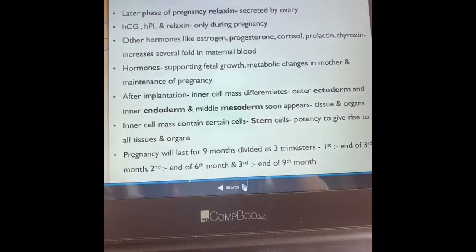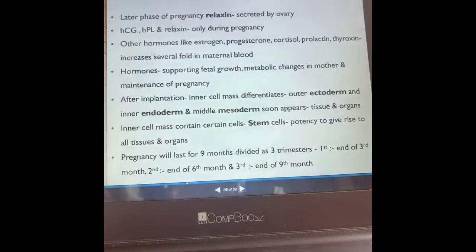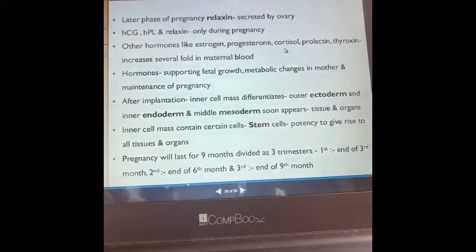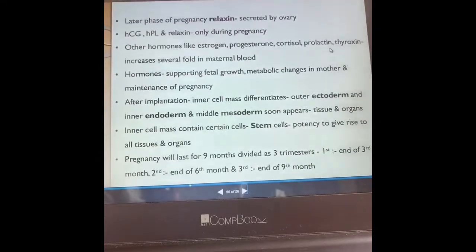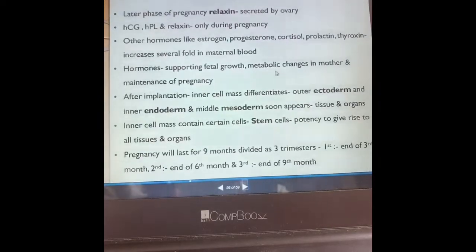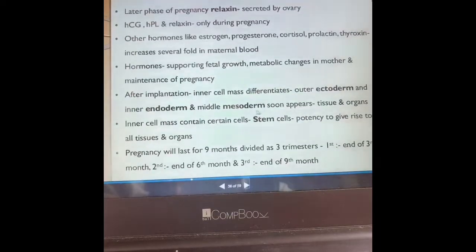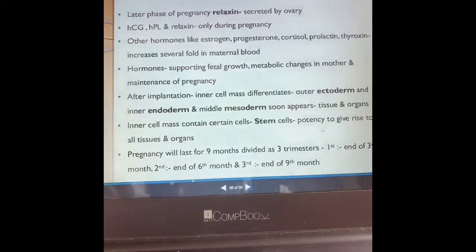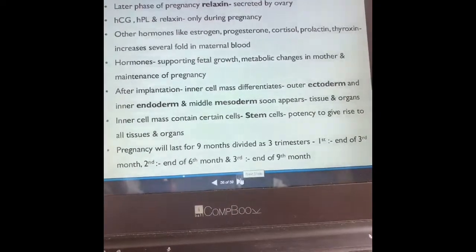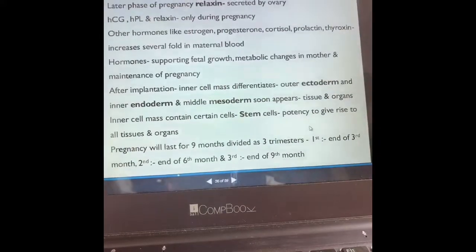Relaxin, secretion of 3 hormones during pregnancy. The other hormones are all these: estrogen, progesterone, cortisol, prolactin, thyroxine. Then hormones, what are their functions? Then the 3 germ layers, and stem cells, the potency to give rise to all tissues and organs is known as a stem cell. The pregnancy in humans ends in 9 months.